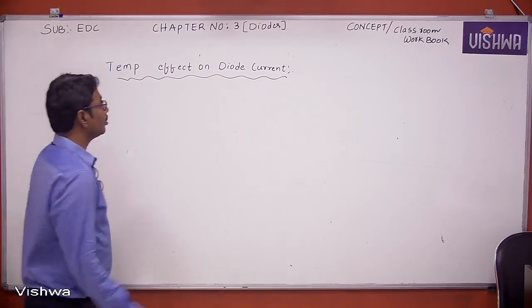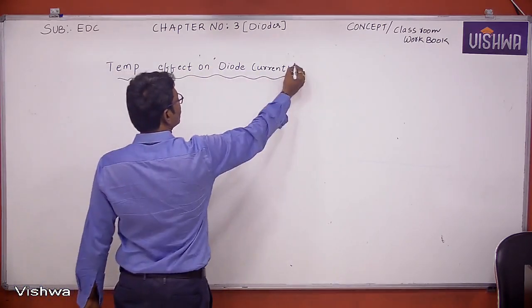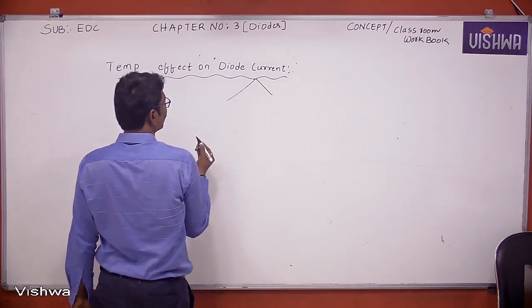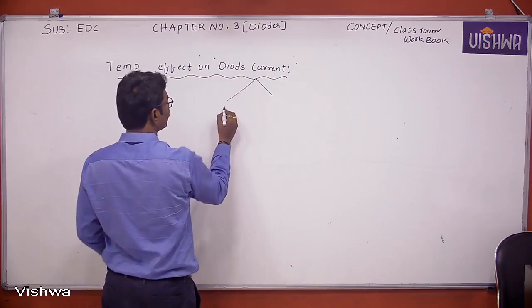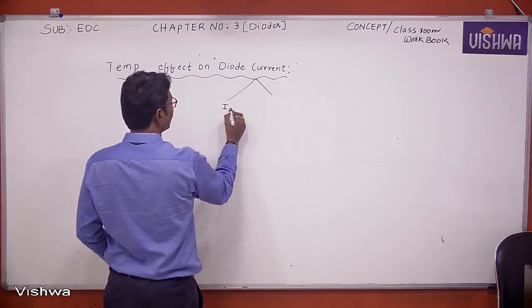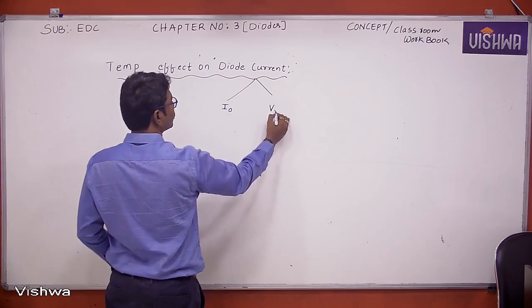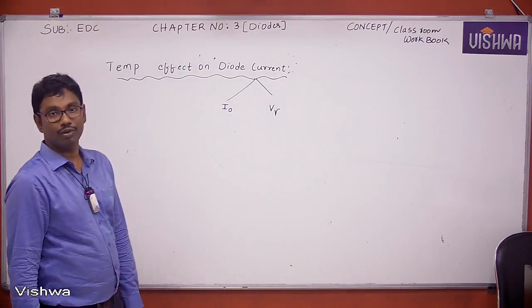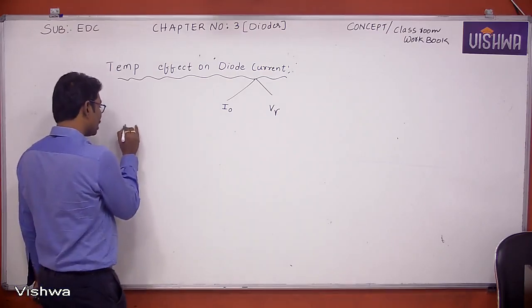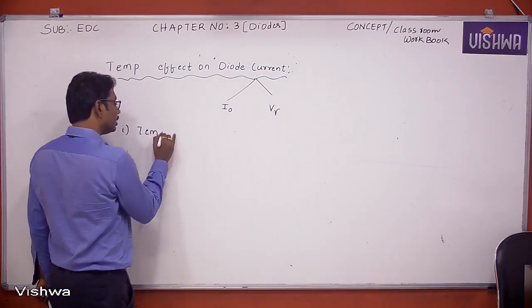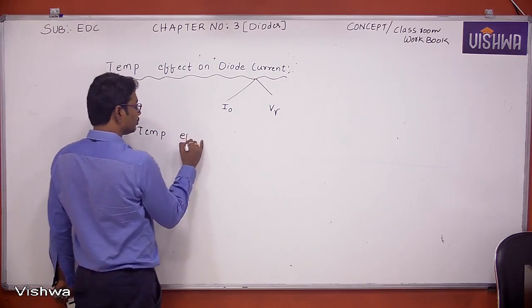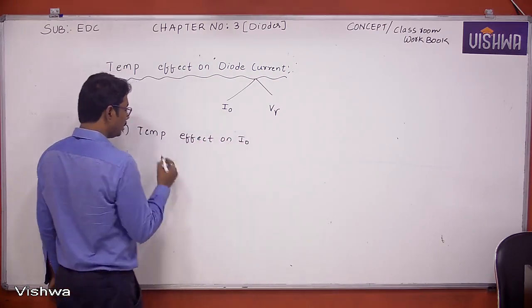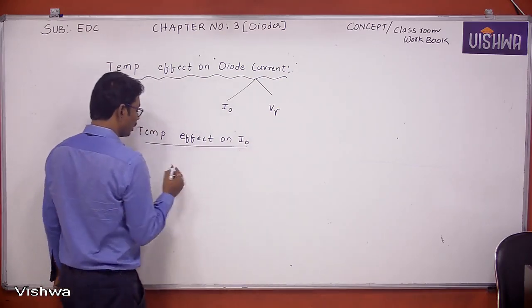The diode current is affected due to temperature in two ways. One is reverse saturation current, and another one is cut-in voltage. So first, I will start with the temperature effect on I naught.